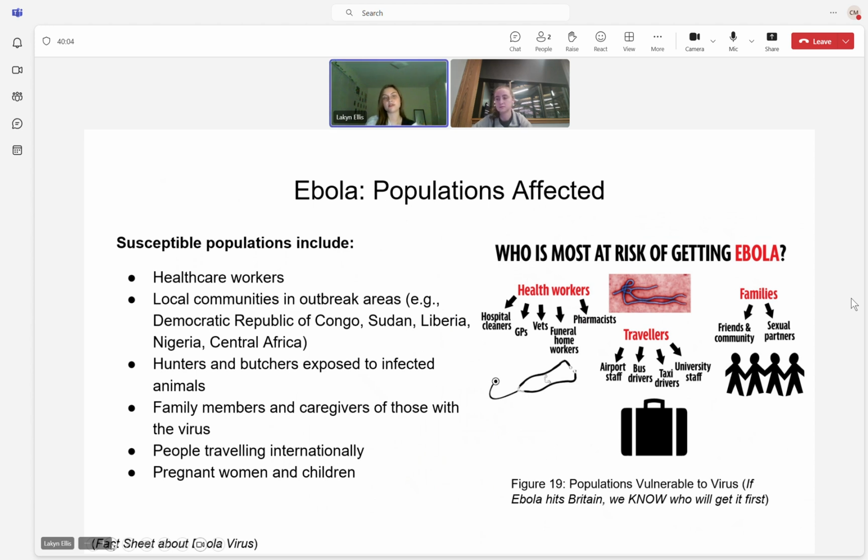So populations that are infected by the virus are obviously healthcare workers and people that are living in these local community outbreaks, such as the Democratic Republic of Congo, Sudan, Liberia, Nigeria, and Central Africa regions. Hunters and butchers that are exposed to infected animals, family members and caregivers of those who are exposed to the virus, people traveling internationally, and pregnant women and children due to their suppressed immune systems.